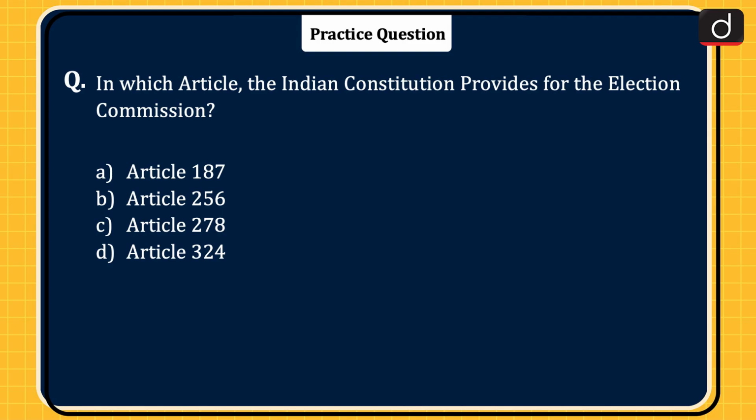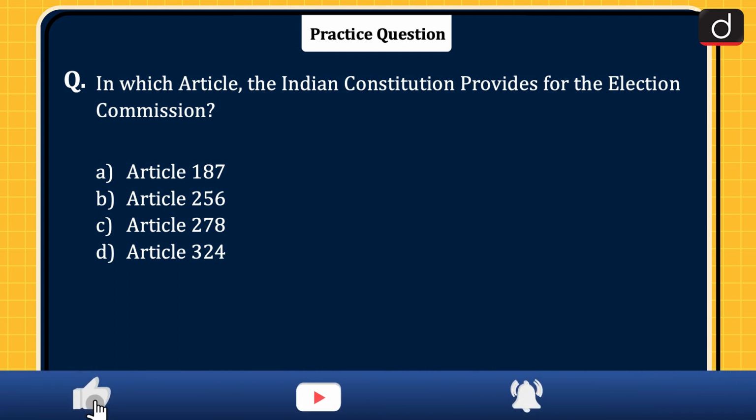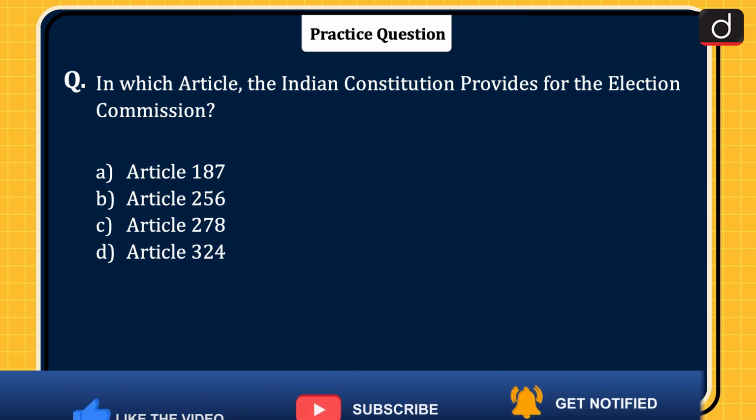Now it's time for the practice question. In which article does the Indian Constitution provide for the Election Commission? Article 187, Article 256, Article 278 or Article 324?